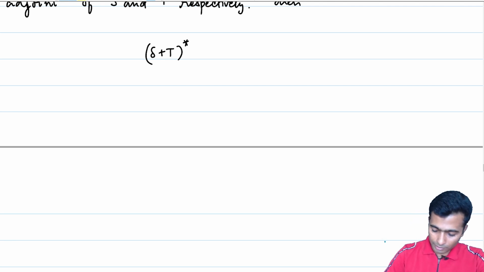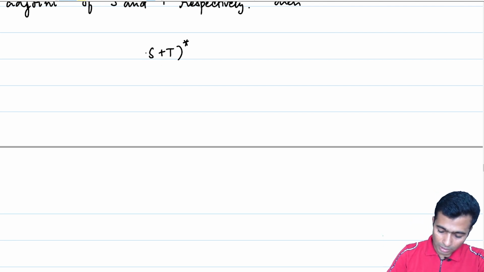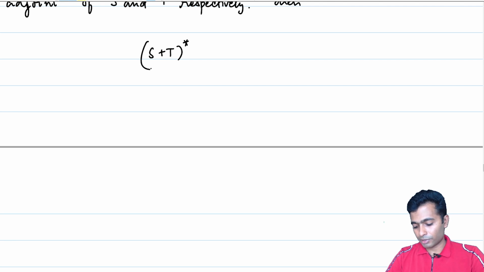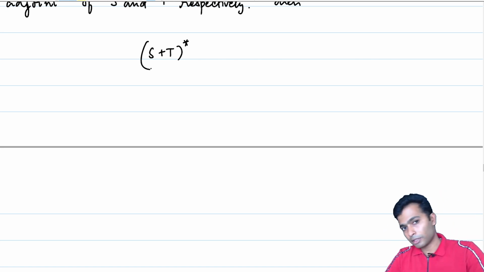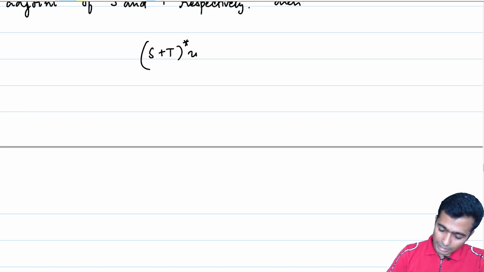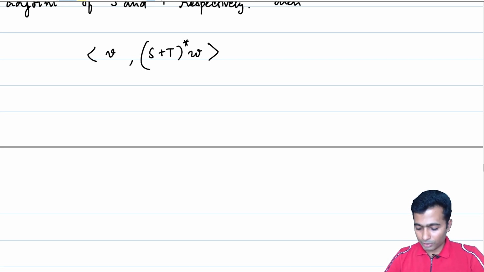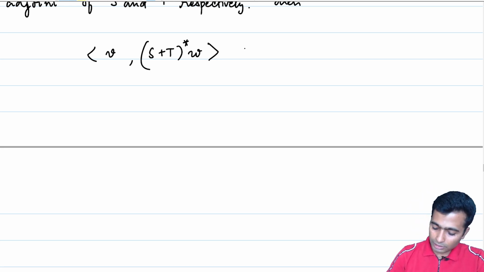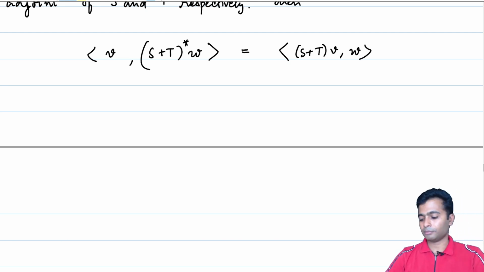Notice that S is a linear transformation from V to W. T is a linear transformation from V to W. Therefore, S plus T is also a linear transformation from V to W. And (S plus T) star is a map from W to V. So we are going to look at the usual inner product, and the property of the adjoint tells us that the inner product of V and (S plus T) star W is the same as the inner product of (S plus T)V and W.